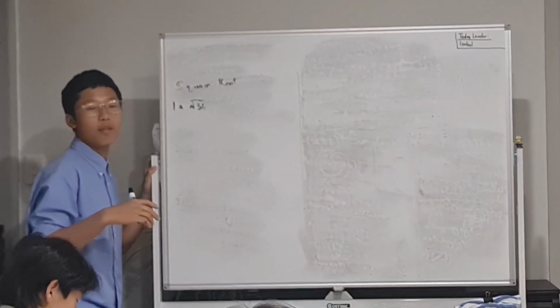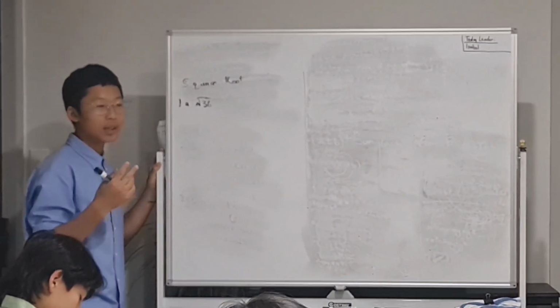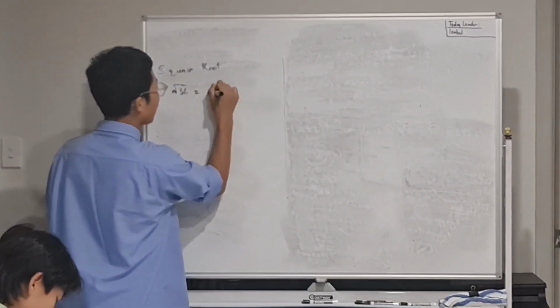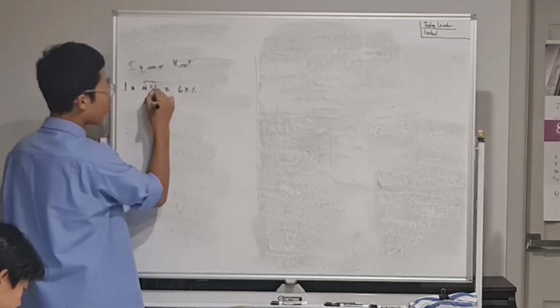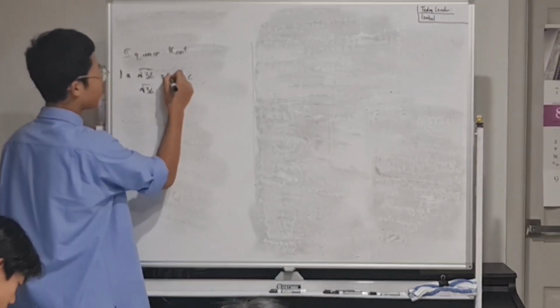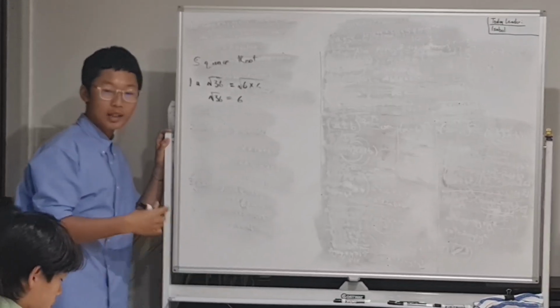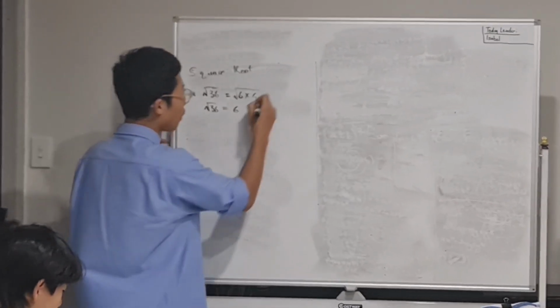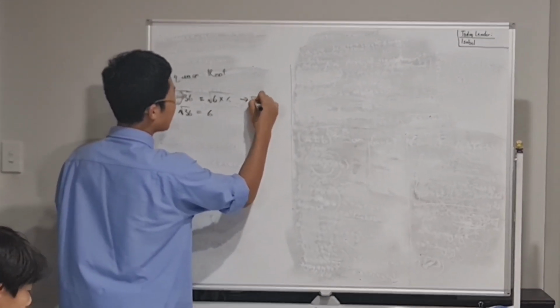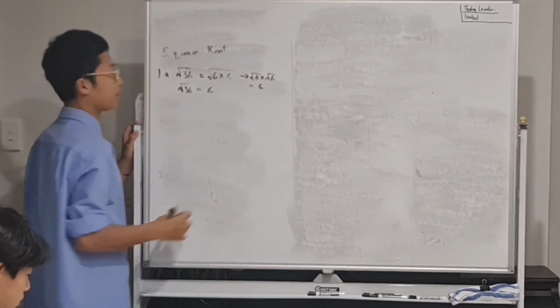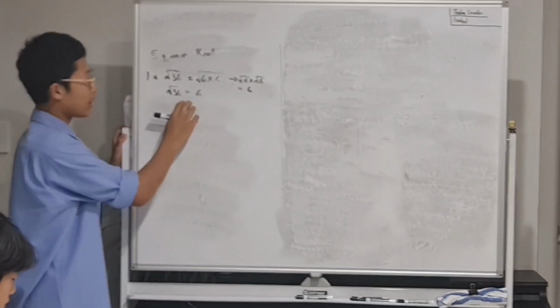What's 5 times 5? 25. What's 6 times 6? 36. 6 times 6 equals 36, right? Now the square root of 36 is just equal to 6. The square root of 6 times the square root of 6 is equal to just 6. So that's how you do the first bit.